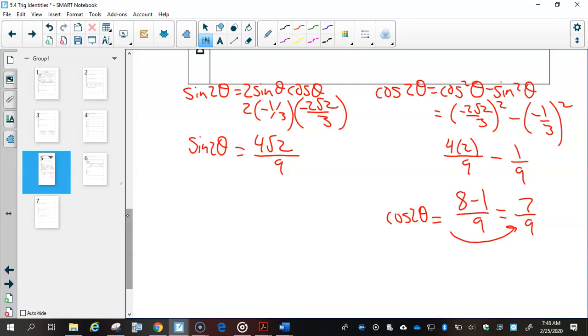Other questions on this? So wait, what's the difference between the sine of 2 theta and just normal sine? So one is the double angle formula for sine. One is sine of whatever that angle is. Okay.